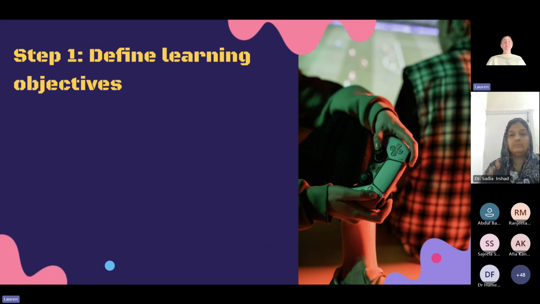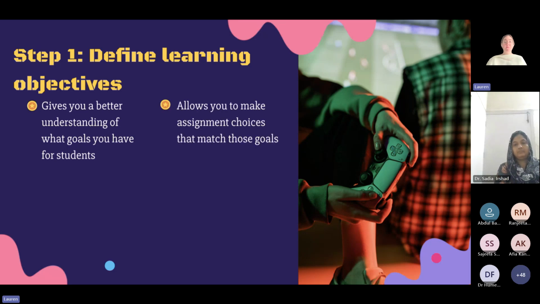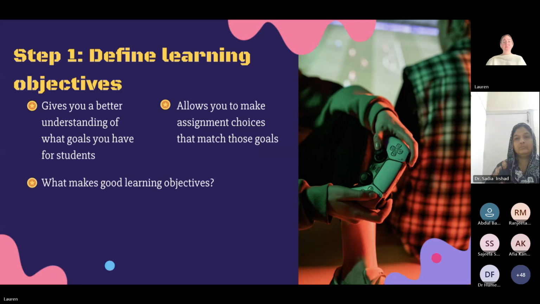Okay, so we'll start with step 1, define learning objectives. So this is something that we have to do anyway in a course, right? Whether we're using traditional pedagogy or using other types of pedagogy, we need to define learning objectives. Learning objectives give us a better understanding of what goals we have for our students. And they allow us to make assignment choices that match those goals. And so this needs to be the first step because we can't plan anything else about the course until we decide what we want the students to achieve. So what makes good learning objectives?